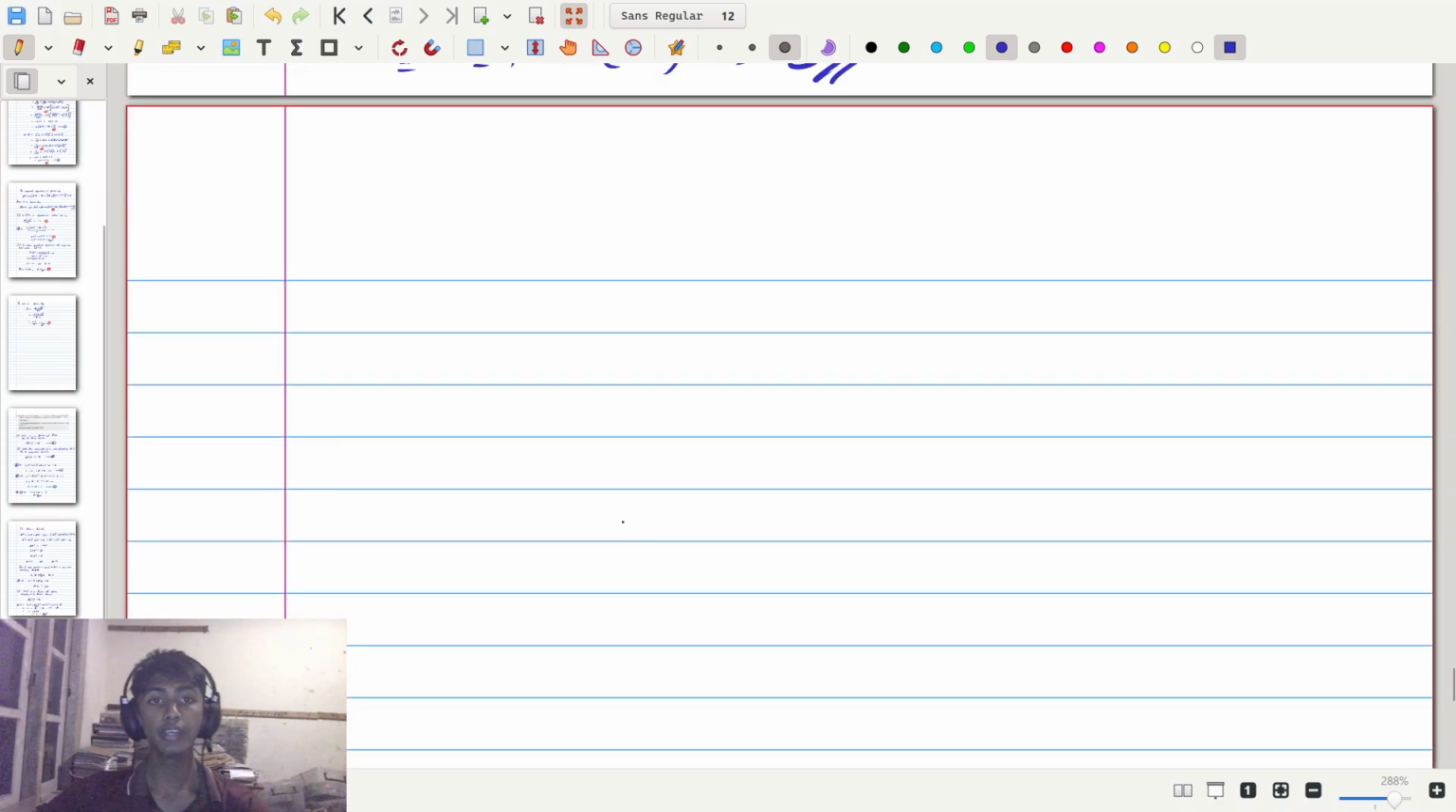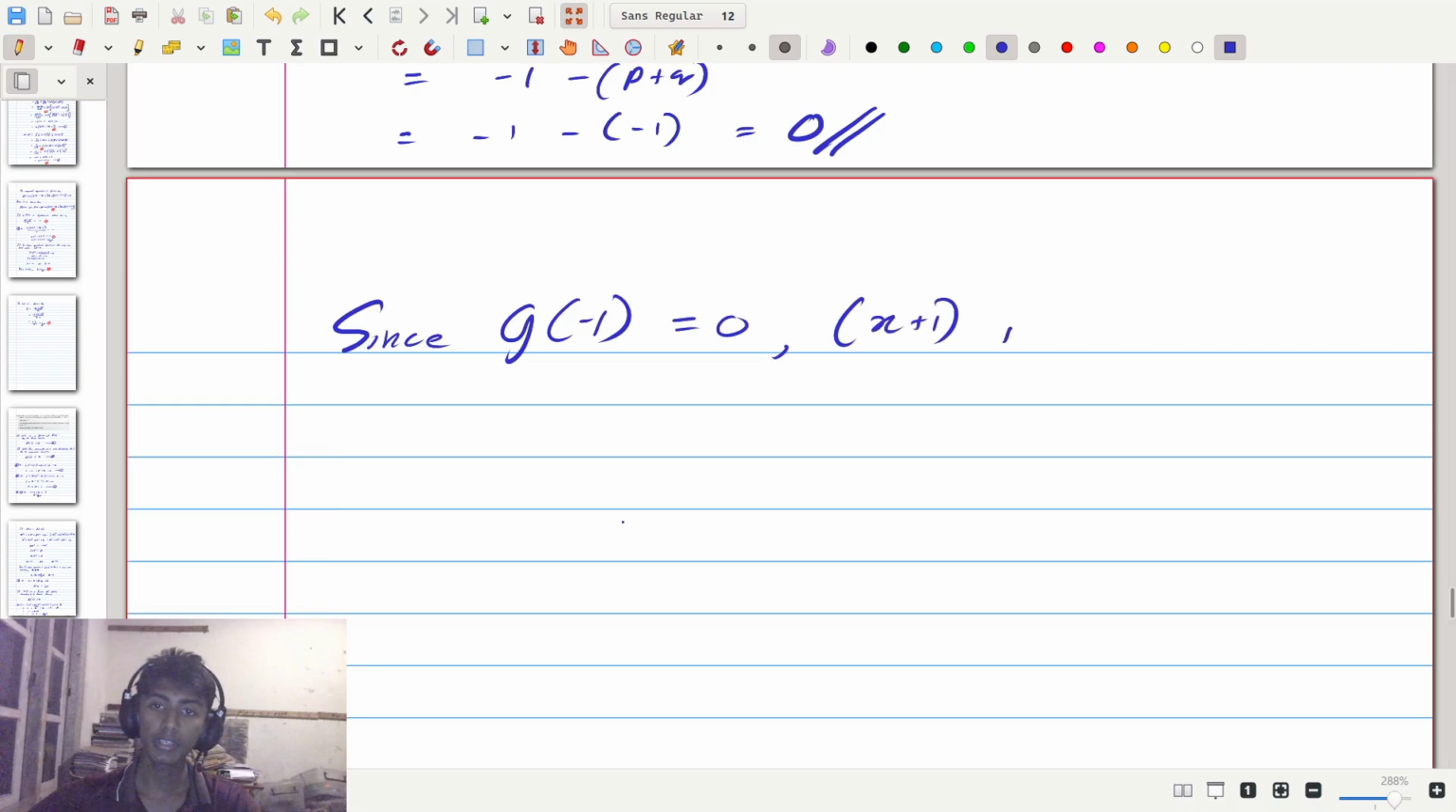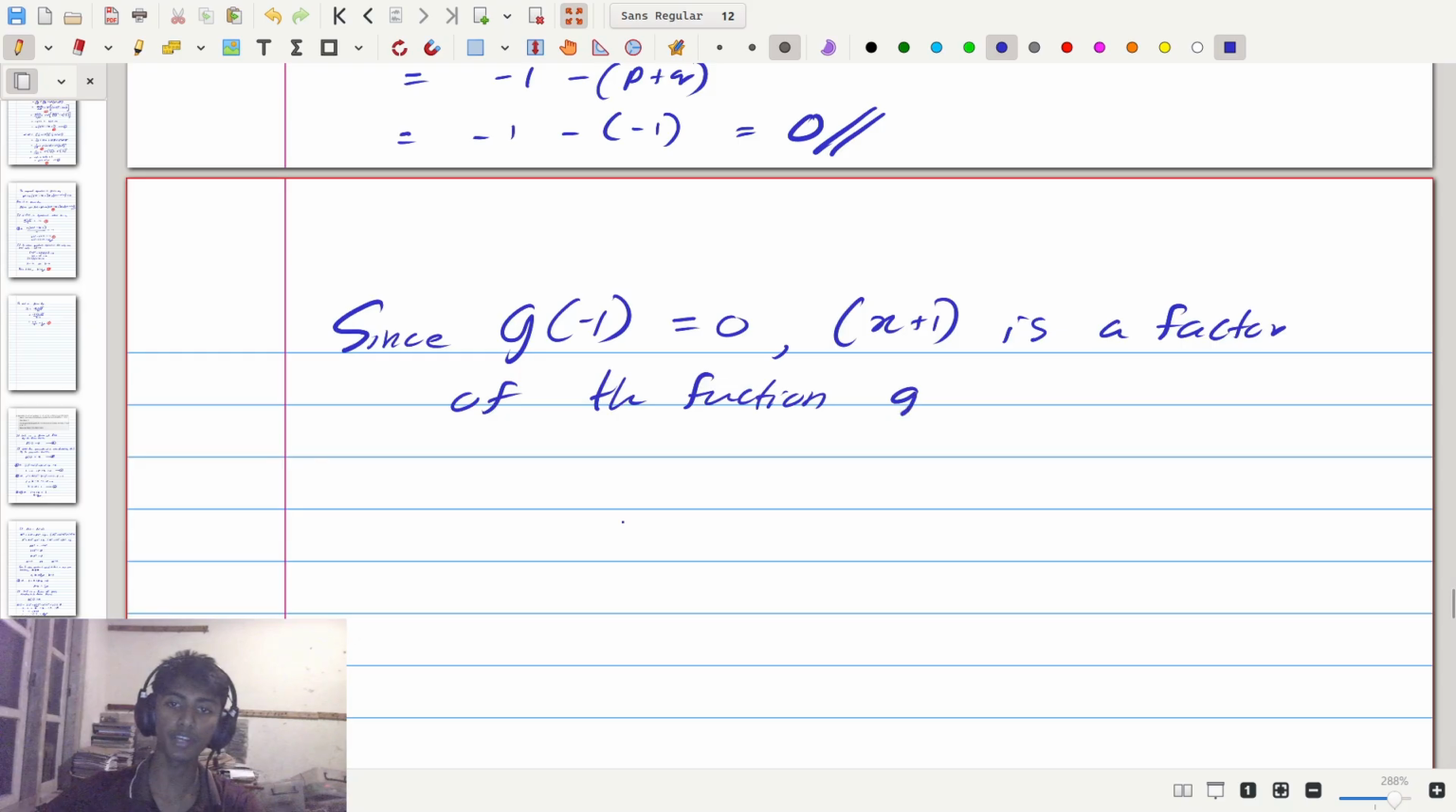Now we can say, since g of negative 1 is equal to 0, x plus 1 must be a factor of the function g of x. So we can say, since g of negative 1 equals 0, x plus 1 is a factor of the function g of x. And with that, we are done with this question.